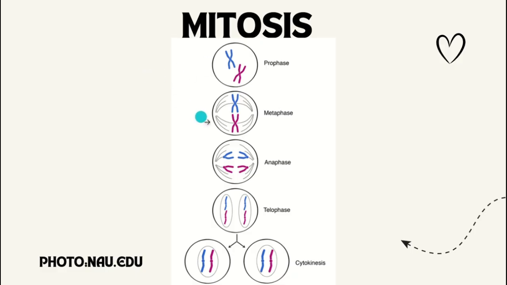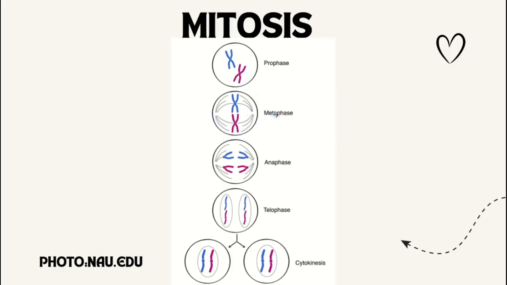So back to metaphase. In metaphase, we said before that we had centrosomes at the opposite ends of the cell. This diagram is not sure, but it would be like a little circle ball, right?